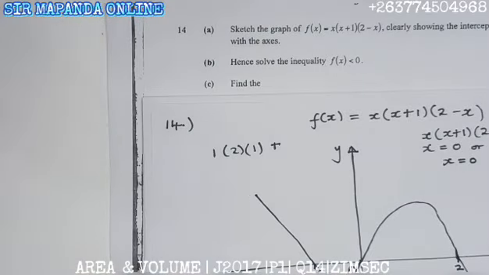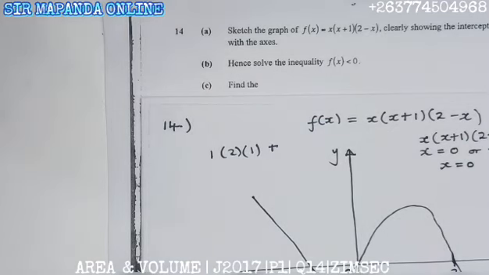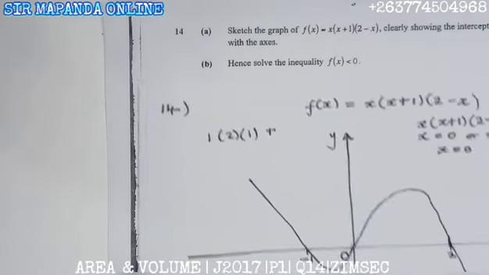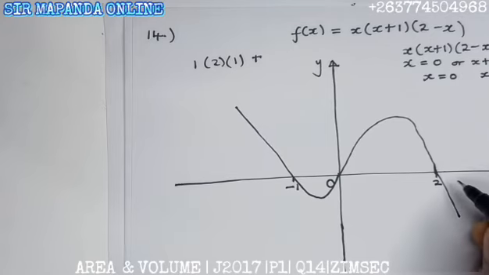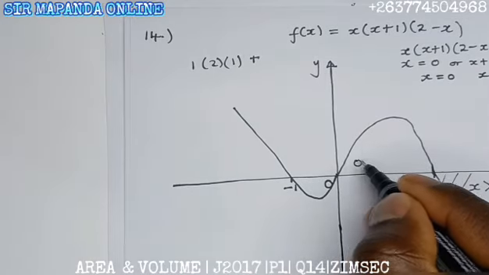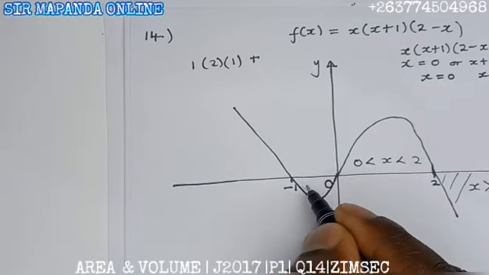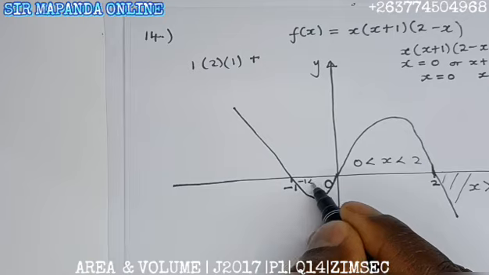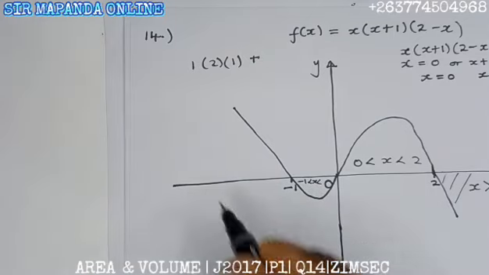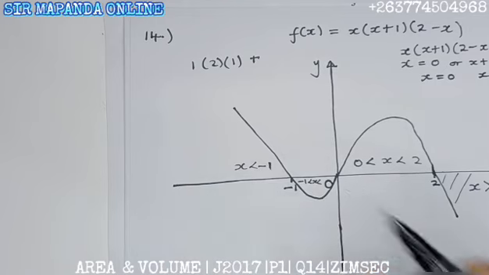Solve the inequality f of x is less than 0. So you need to identify the regions that you have. This region here is representing the values of x which are greater than 2. This region here is representing the values of x which are between 0 and 2. This region here, it's minus 1 less than x less than 0. This is representing x is less than minus 1.